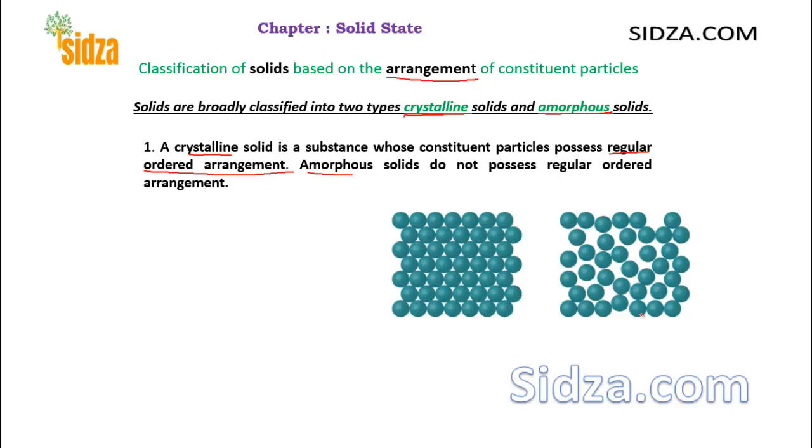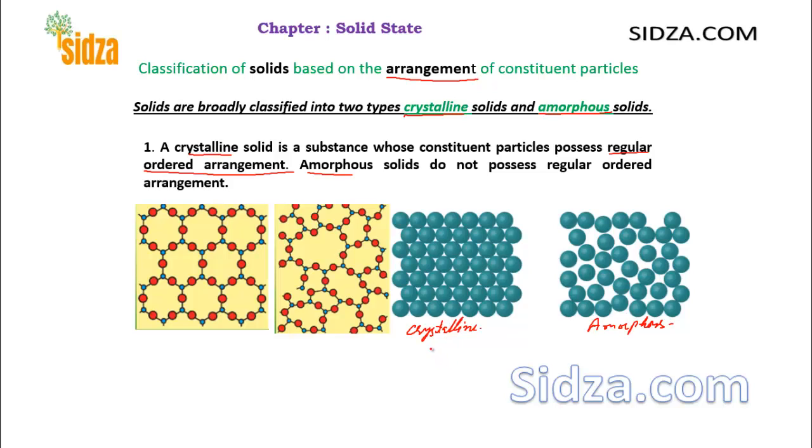Let's have a look at this example. Here in this case, you find the atoms not in any particular sequence, so therefore it is an amorphous solid. Here in this case, you find the atoms are arranged in a particular sequence, a regular ordered arrangement is there, so therefore this is a crystalline solid. Another example here, again you see not a particular sequence of atoms in this case, so therefore this is an amorphous solid, whereas this one is a crystalline solid.